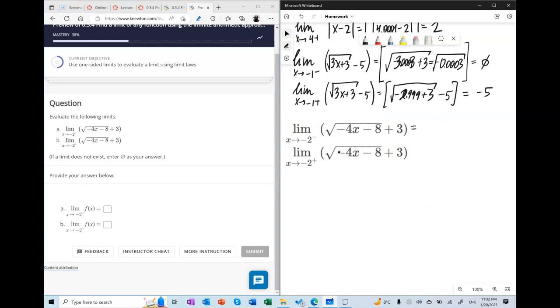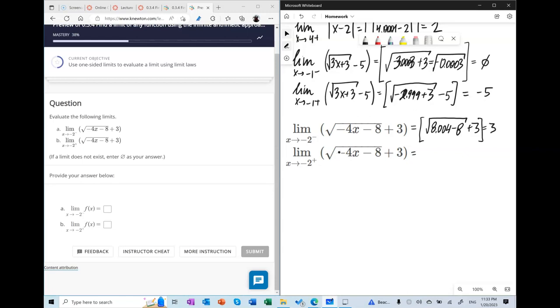So in this case, we're trying to plug in -2. So -2 times -4 is 8. 8 minus 8 is 0. But since we take the square root, we need to be careful here. When I take the number from the left, it's -2.01. Multiplied by -4, it becomes 8.04. When you subtract another 8 from it, you get something slightly greater than 0. Square root of 0 is 0, and 0 plus 3 is just 3.